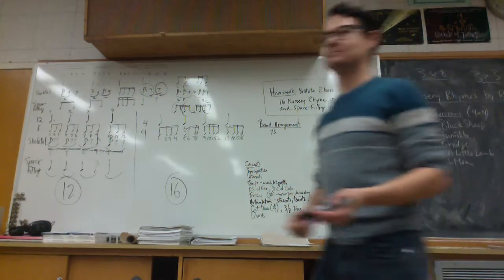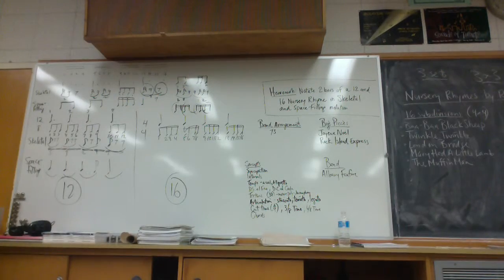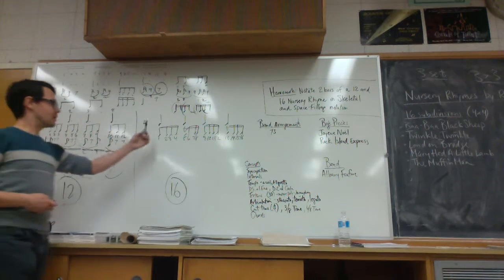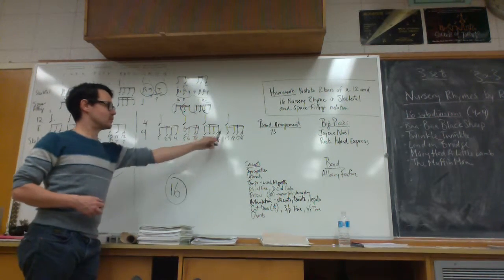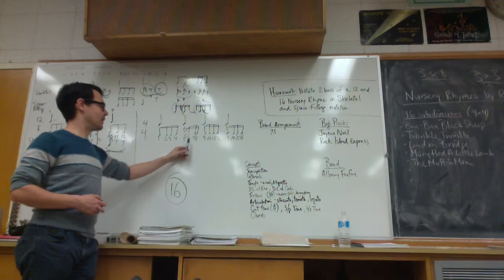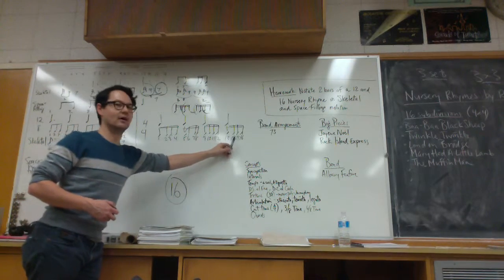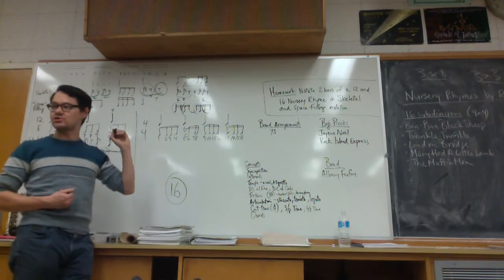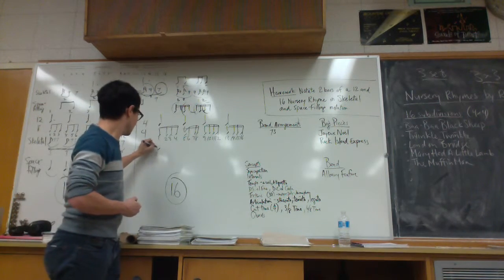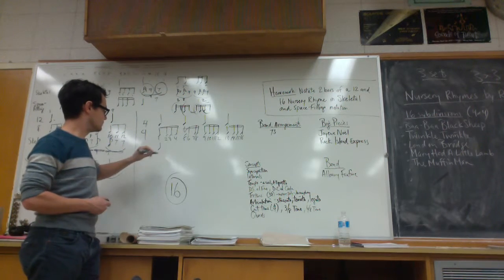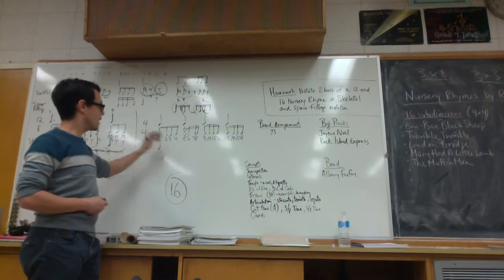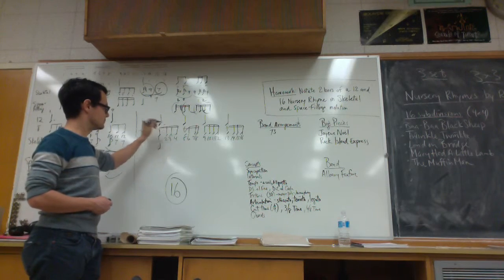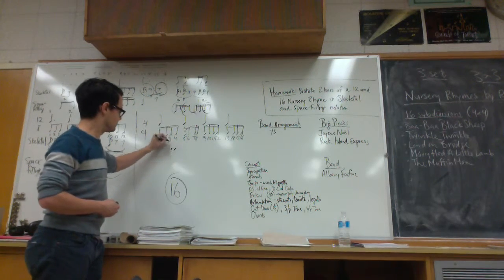Hush, little baby. We didn't do that one. Hush, little baby, don't say a word. So, hush, little baby, don't say a word. Okay. So where's our hush? 1. Where's our little? 5. 3. Hush, 3 and 4. Hush, little. Yes, 3 and 4.